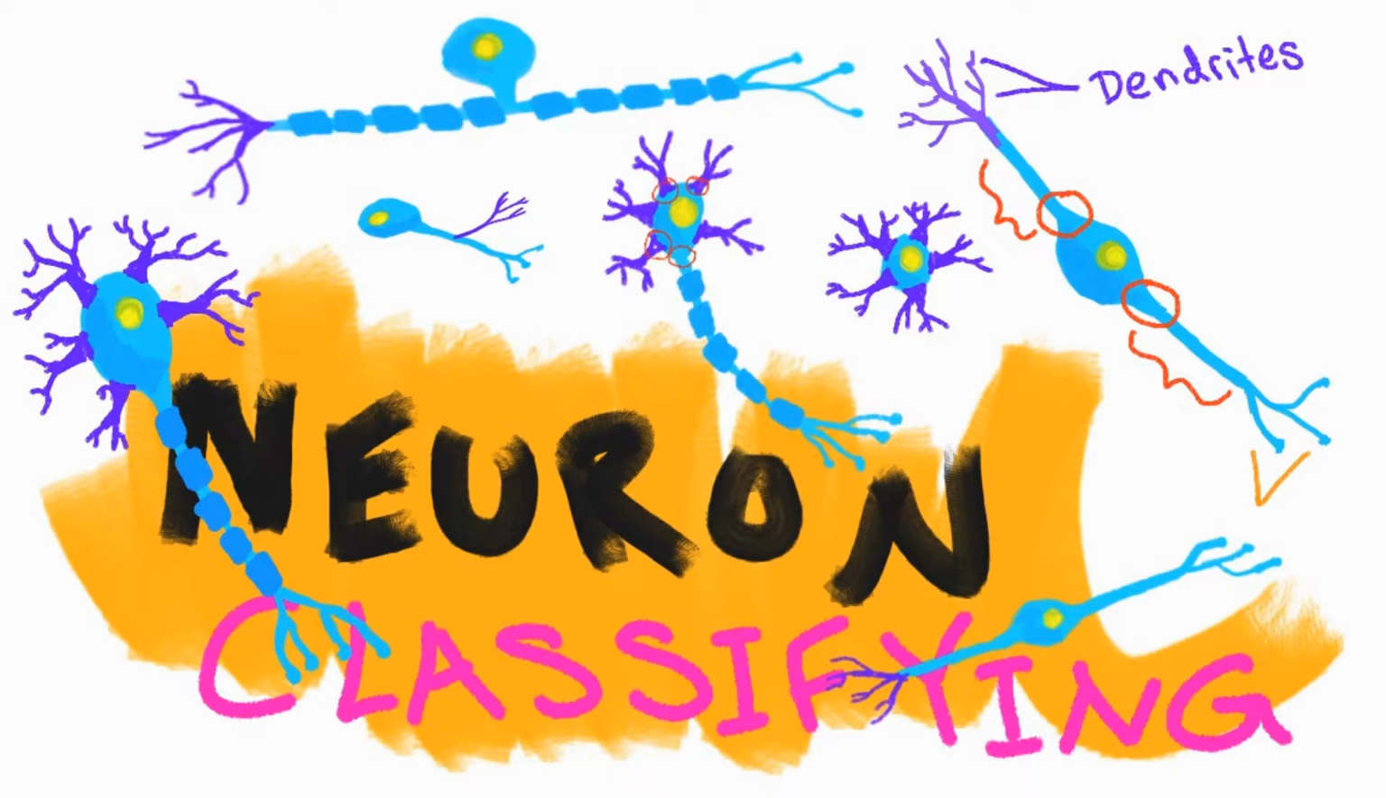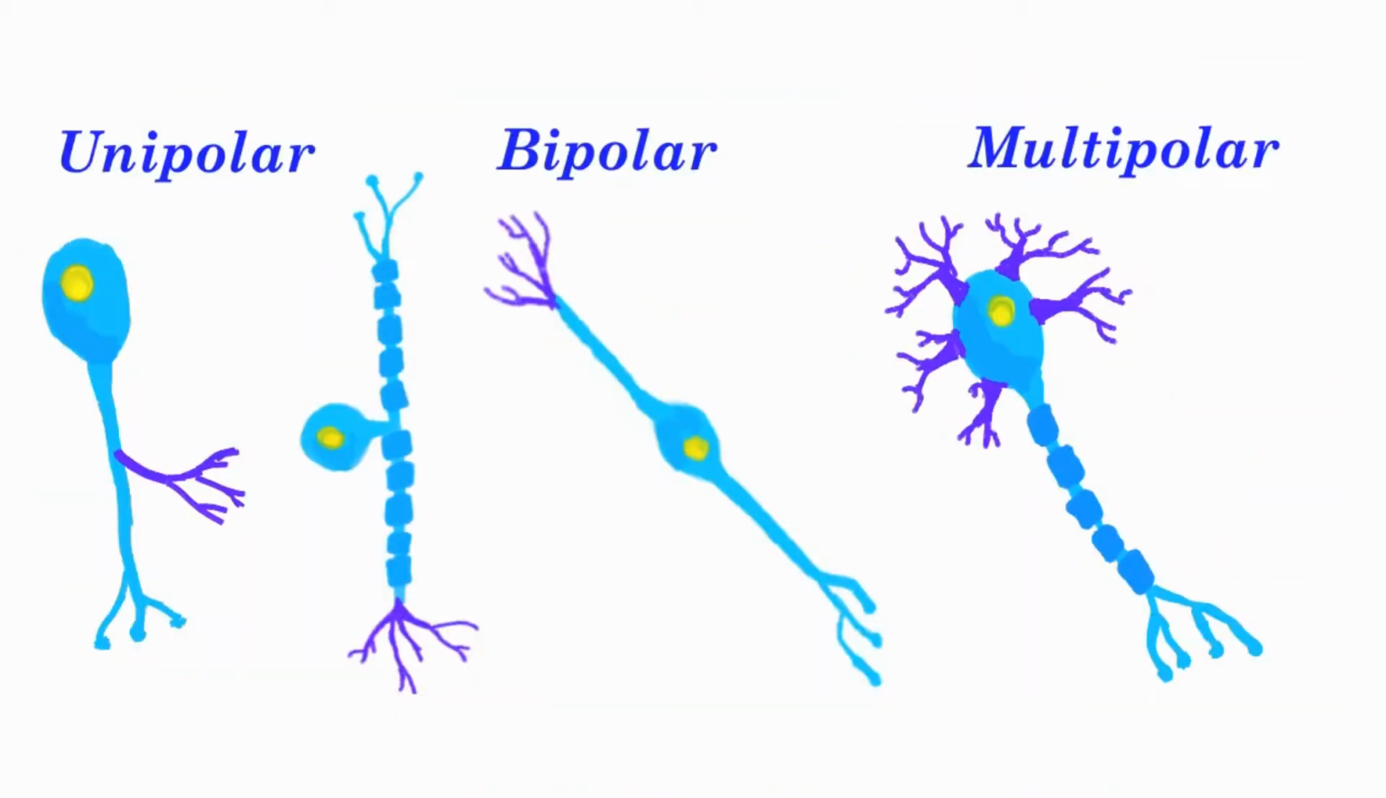My name is Jadoni, and today we're going to be classifying neurons based on the structure. Structurally speaking, neurons can be classified into three main groups. You have unipolar, with uni meaning one, bipolar, bi meaning two, and multipolar with multi meaning many. These groups are based off the number of processes coming out of the soma, or cell body of the neuron. Now, we'll take a closer look at them.